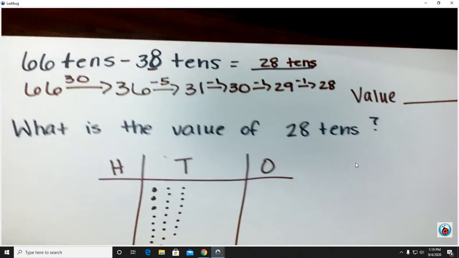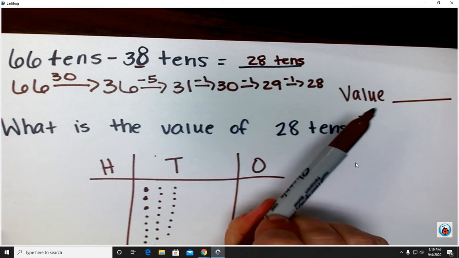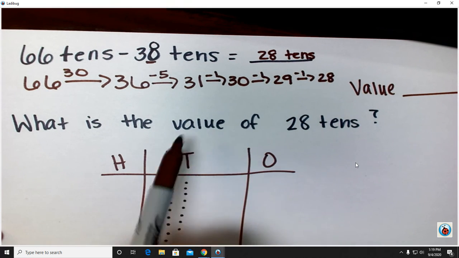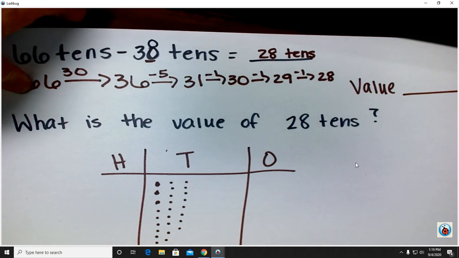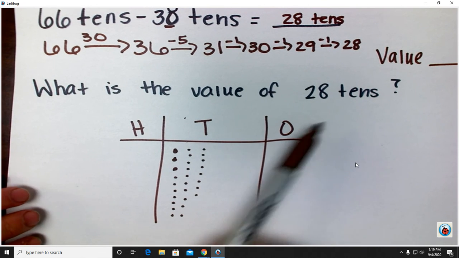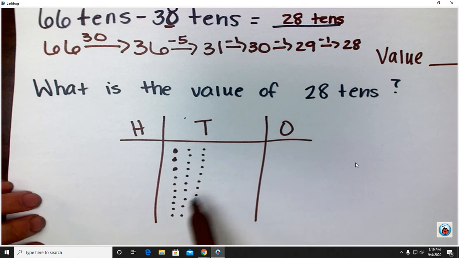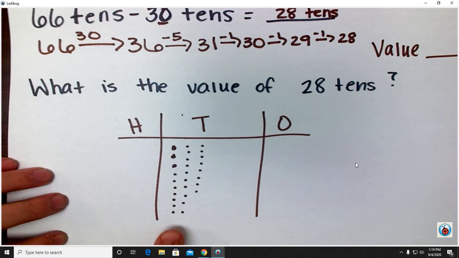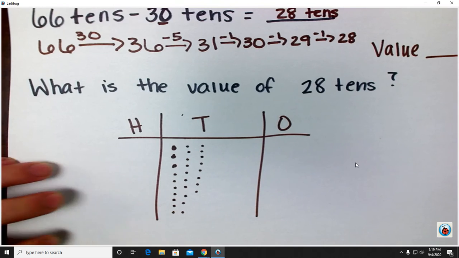Okay? And if you don't know what the value of 28 tens is, we're getting ready to do it here in our place value chart. So all I did here is I just went on and made 28 tens into my place value chart. So I have a group of 2 tens and of 8. Okay, so this right here shows 28 tens.